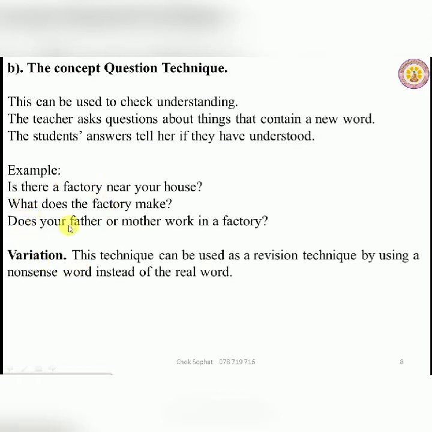Okay, so all of these are sample questions that we can use to ask your student in order to present them the new vocabulary. Okay, variation: this technique can be used as a revision technique by using a nonsense word instead of the real word. So we can also use concept questions to review the vocab that you taught your student already.